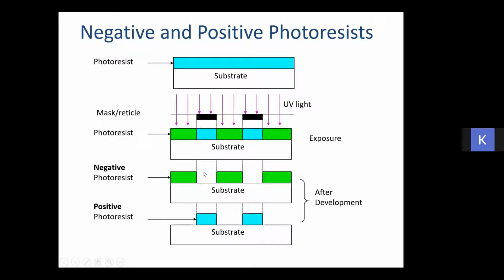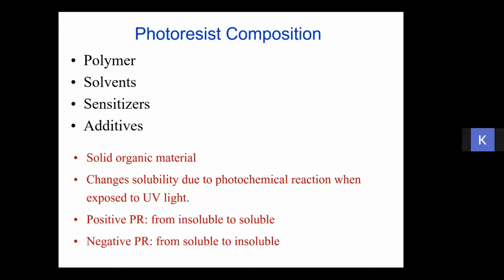a negative photoresist. Whereas just the opposite thing happens in the positive photoresist, and you see the blue region remains while the green region gets dissolved in the developer solution. So this is the basic difference between a negative and a positive photoresist. I hope this picture will help you to understand the main difference between a negative photoresist and a positive photoresist. Okay.